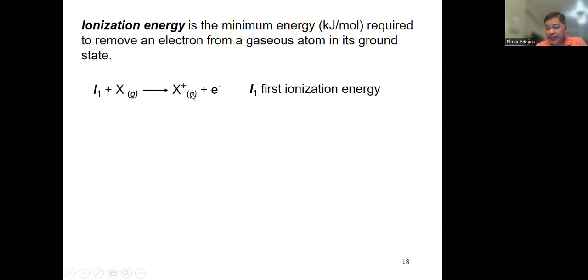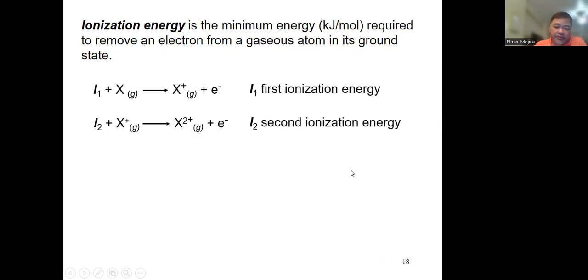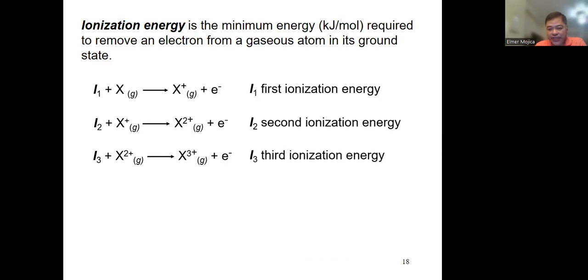If it's the first electron to be removed, that's the first ionization energy. You apply more energy, you remove the next outermost electron. That's the second, then the third. The trend is that the more electrons you remove, the higher the ionization energy. And sometimes the increase in ionization energy is just so high.